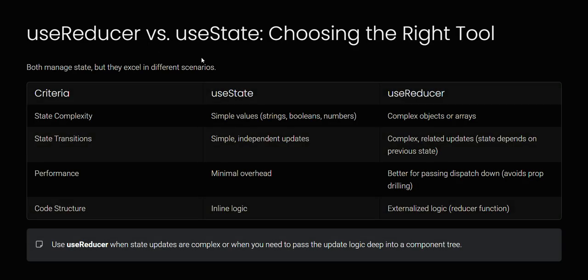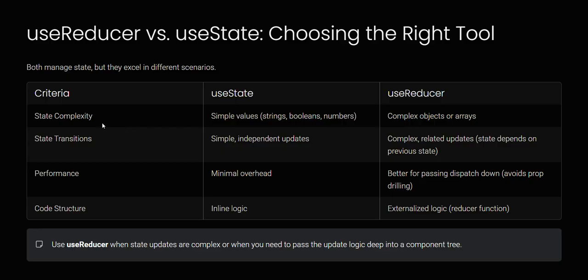useReducer versus useState: choosing the right tool. So the slide helps us formalize the decision-making process. The general rule is to start with useState but switch to useReducer when it becomes more convenient.